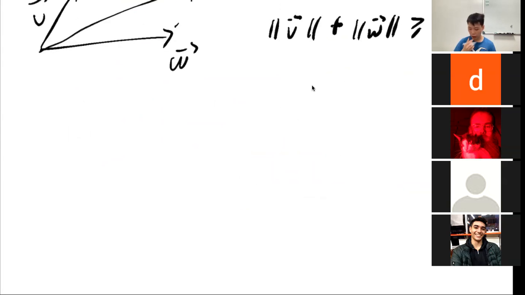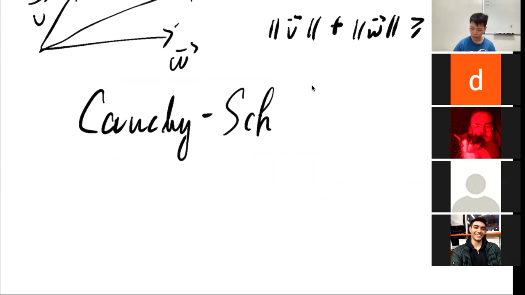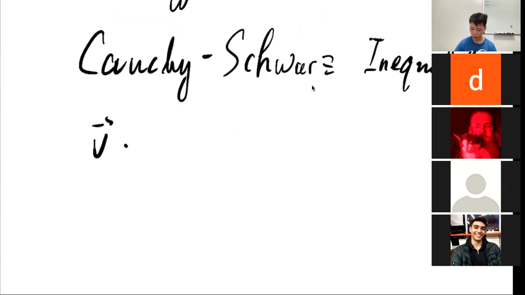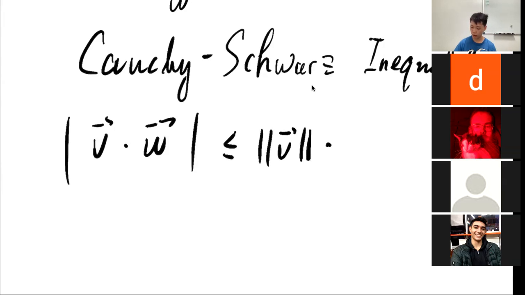So the last thing we talk about is the Cauchy-Schwarz inequality. How do I spell Schwarz? This is embarrassing. Cauchy-Schwarz inequality. What it says is that the absolute value of the dot product v dot w is always less than or equal to the length of v times the length of w. Yes, sure. Thank you, Brenna.